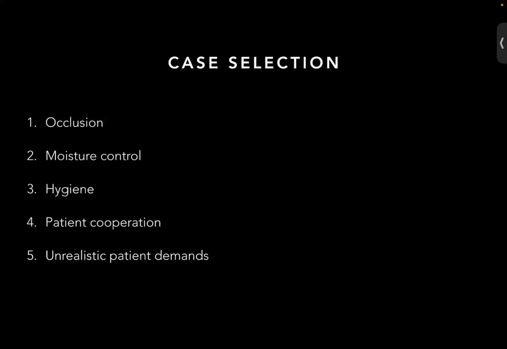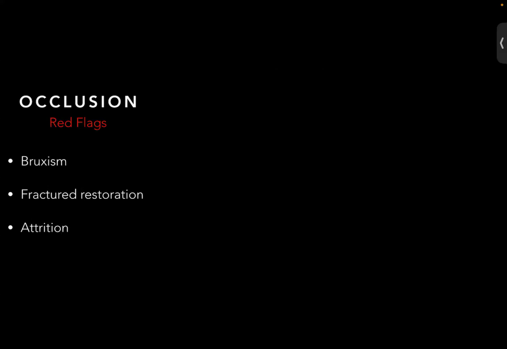So these are the 5 points we need to look out for as soon as we are considering a composite case. First is the occlusion, most important. Second is moisture control. Third is hygiene, which is the oral hygiene, patient hygiene. Fourth is patient cooperation, and fifth is unrealistic patient demands. Okay, we are going to understand this in a little more detail.